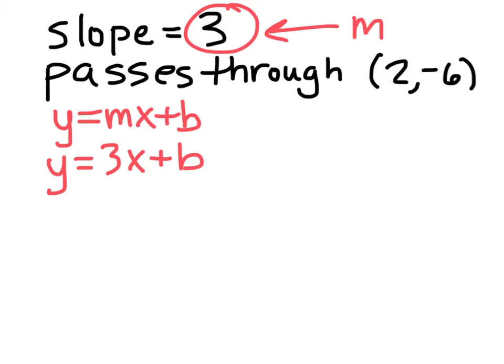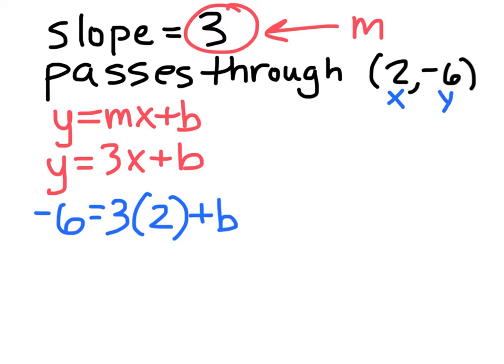But what we do have here is a specific x and y combination that has to work in this equation. By work, meaning when you substitute in these x and y numbers into the equation, we have to get an equation that's true. So we're going to make that happen by rewriting the equation, substituting in the 2 in place of x and the -6 in place of y. So I'll write -6 equals 3 times (2) plus b.